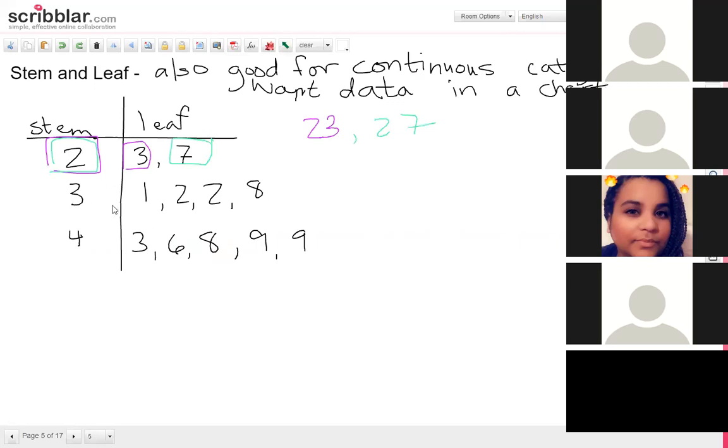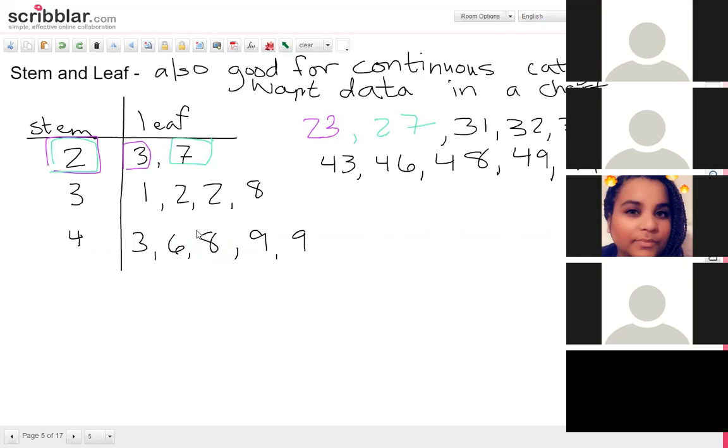So how about on the next row? What's the next number of our data? Good, 31. So instead of writing out this big long list, they just have it organized so it's a little more compact, especially when you have a lot of numbers like this. When you write them all out, it gets confusing. So the stem and leaf plot is just a way to organize it.